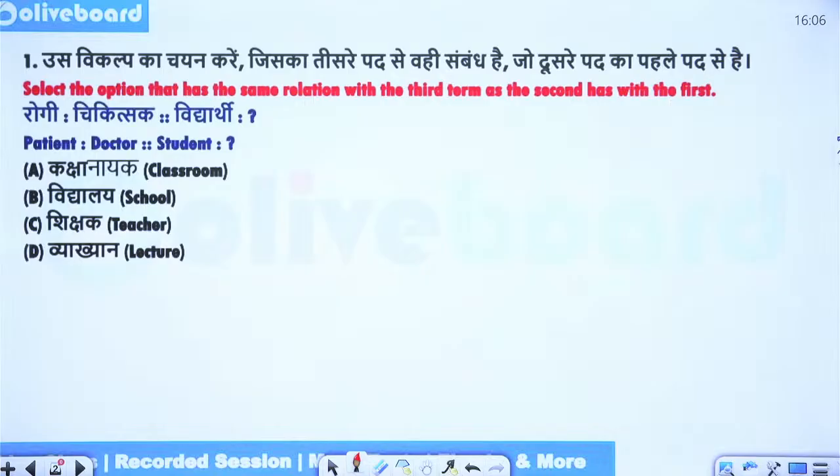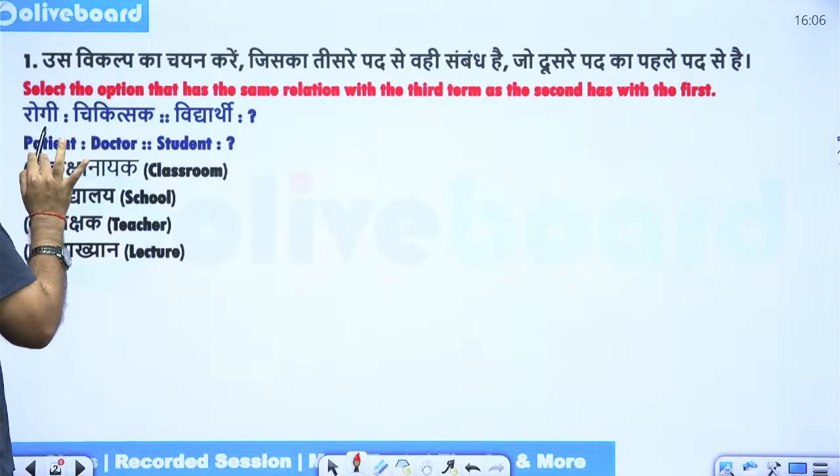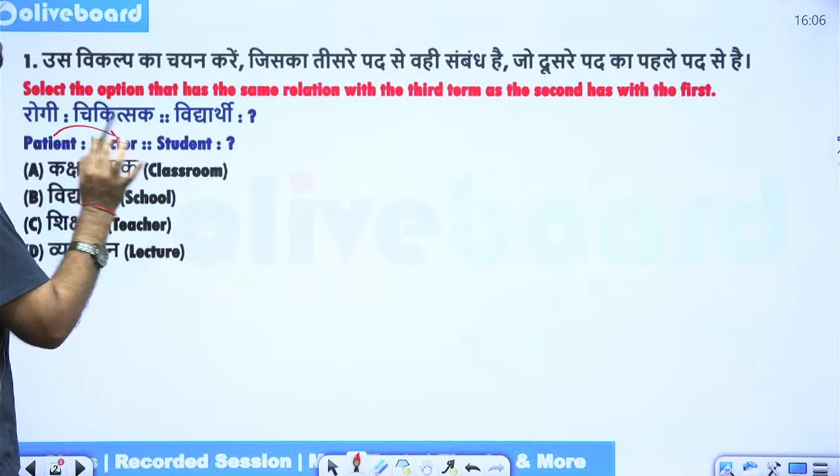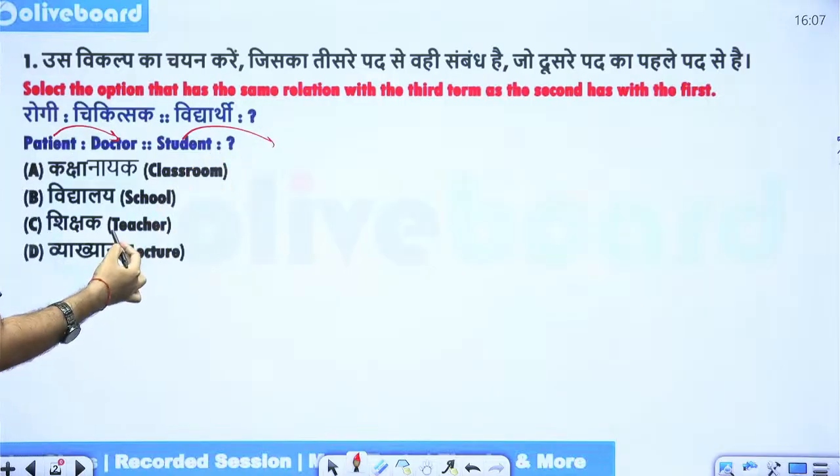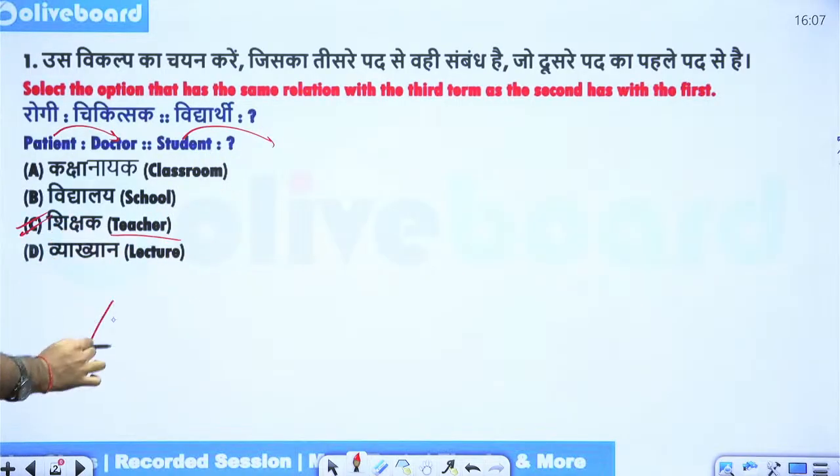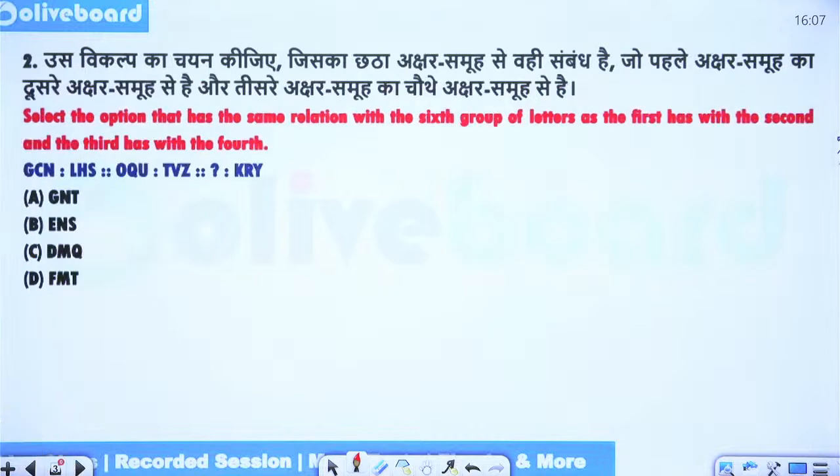The very first question of analogy right in front of you. Patient is related to doctor, then student will be related to who? So patient is related to doctor. That means the patient visits a doctor for treatment. A student may visit or consult a teacher for education, right? So that's the relation here. Option C is the correct answer. Next.